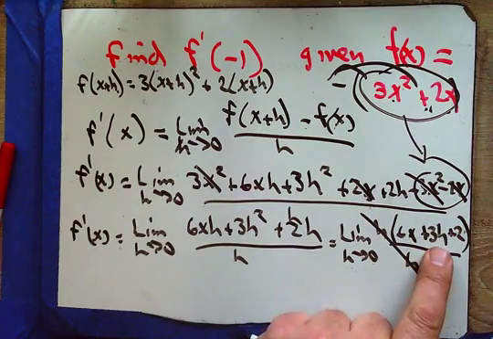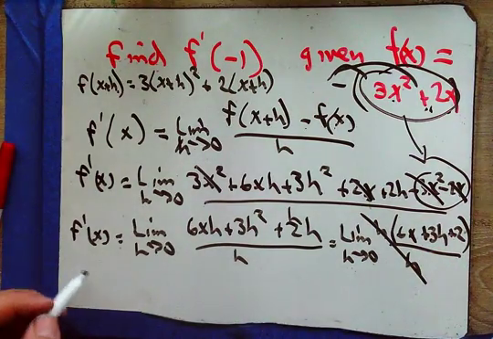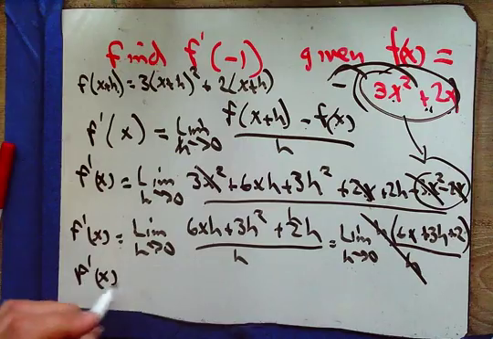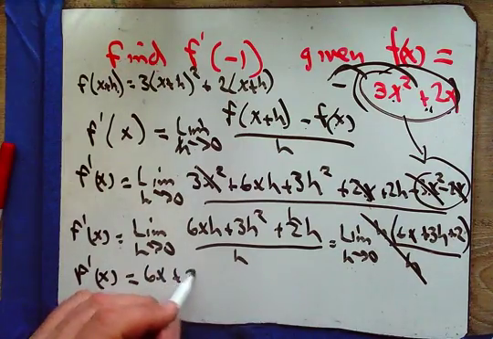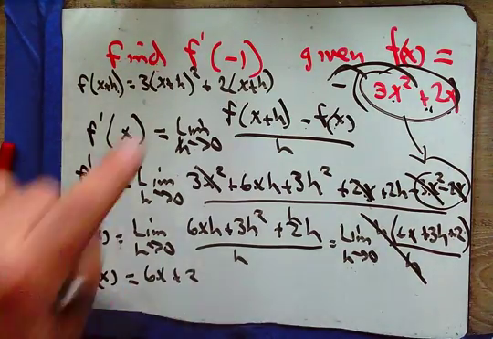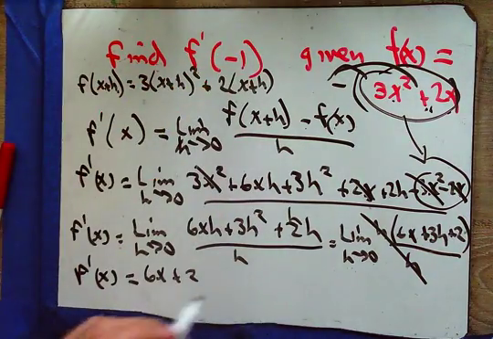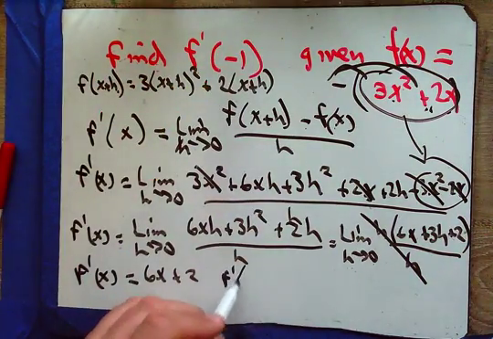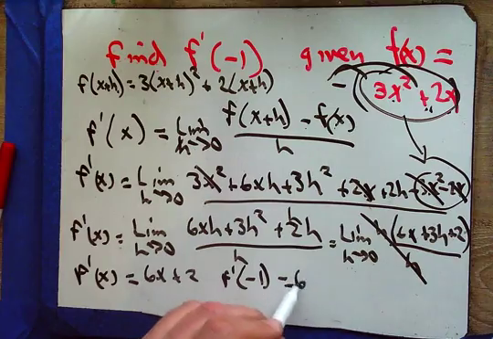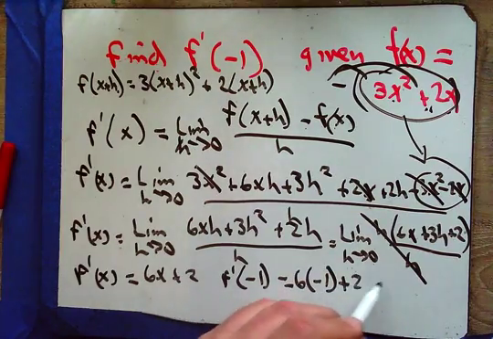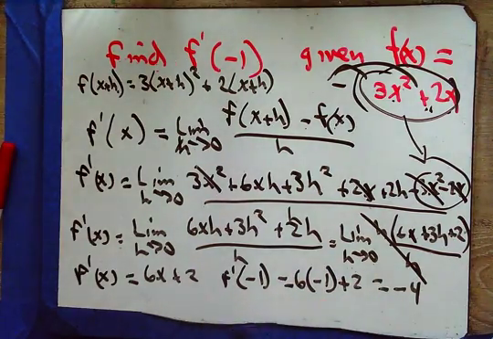Now I can plug in my 0 for h and get that f prime of x is equal to 6x plus 2. Now what did I want? I wanted f prime of negative 1. So now that I know what f prime of x is, f prime of negative 1 is just going to be 6 times negative 1 plus 2, which is negative 4.